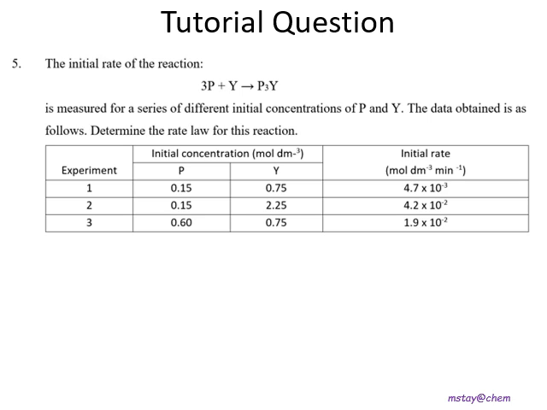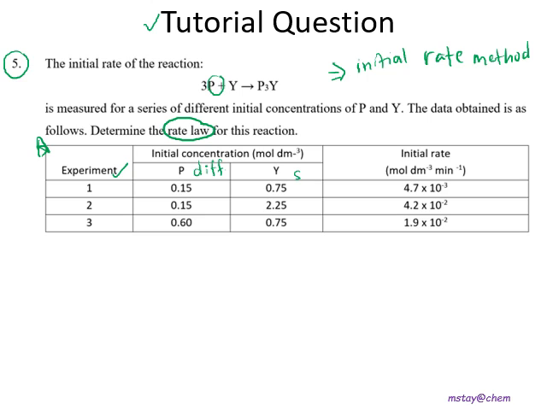Let's proceed to tutorial question number 5. When you are given a table with a few experiments, basically we know that we are going to apply the initial rate method. However, let's continue with the question. You are given a series of experiments, and then you need to determine the rate law. So we need to choose 2 experiments where the concentration of P is different, while the concentration of Y is the same, so that we can determine the order of reaction for P.